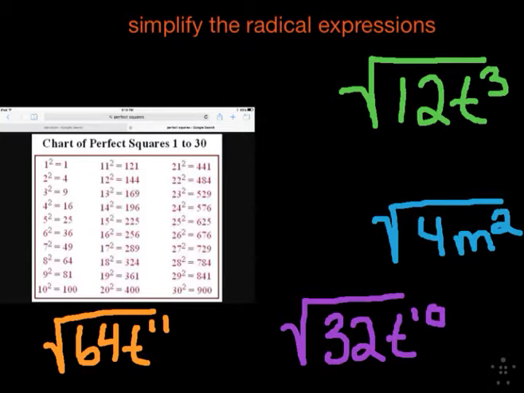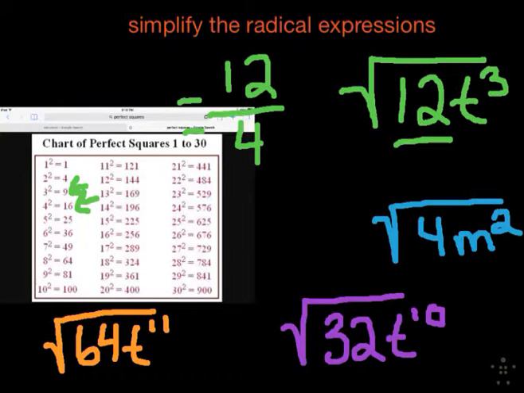Alright, let's go ahead and try this first one out. Let's try the lime green one. So we're going to start with our number, which is 12t cubed. We want to find a perfect square that goes into 12, because we see on our chart that it is not a perfect square. It will be in between 9 and 16. So we'll start out with 4, and we see that that does work. 12 divided by 4 is 3.